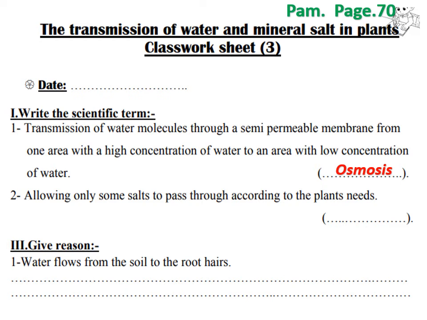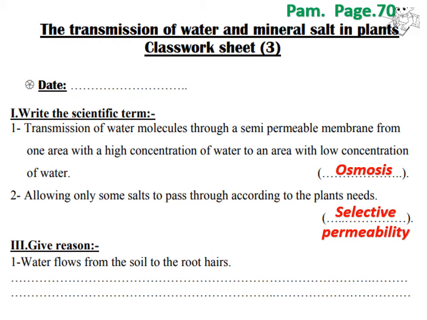This means that the plant has the ability to allow some types of salts to pass and prevent the others. What is the meaning of this phenomenon? We already studied it. It is called selective permeability.